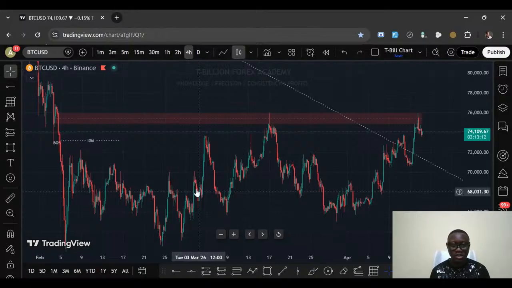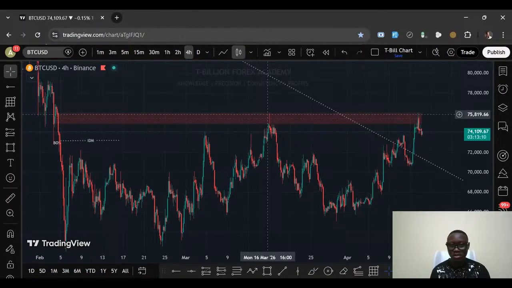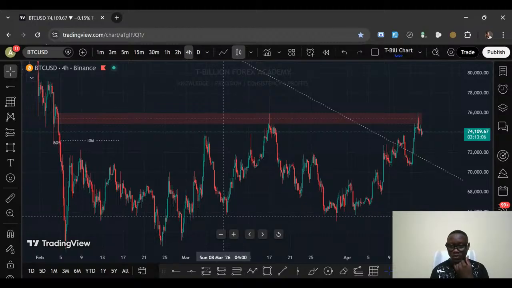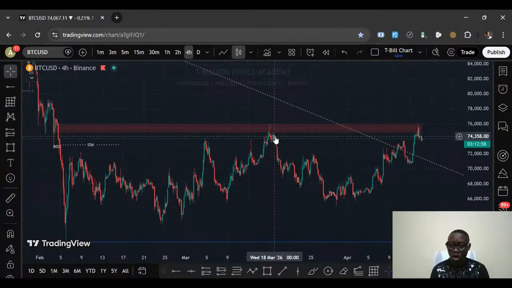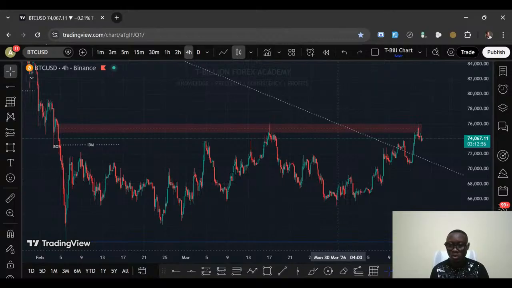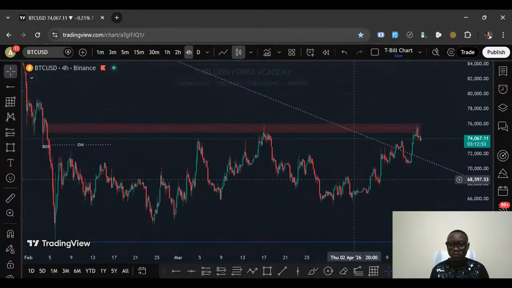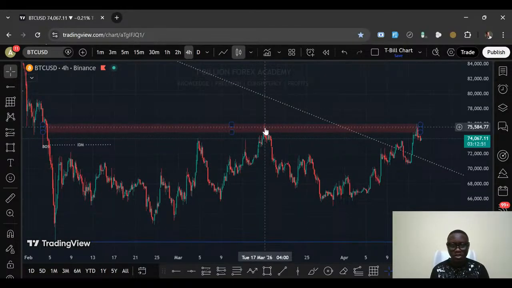If you look at it, this POI has been mitigated and it has already delivered price to this level. Although it didn't take price all the way to this level, and that is why it might still hold. But again, I don't pay attention to POIs that have been mitigated. So I'm very skeptical about this POI still holding.